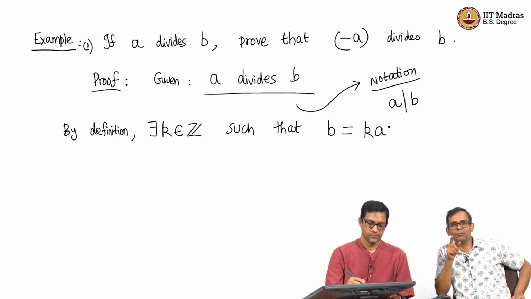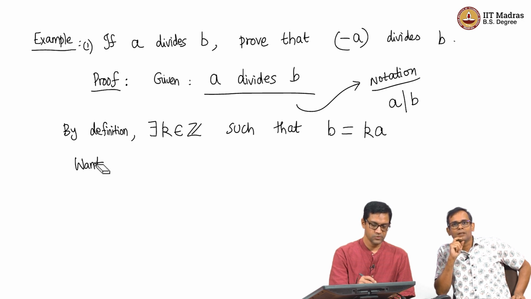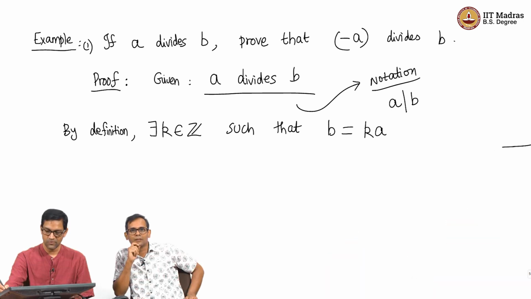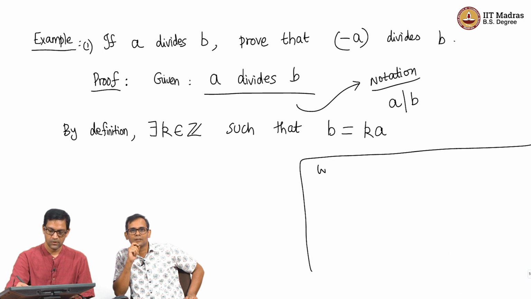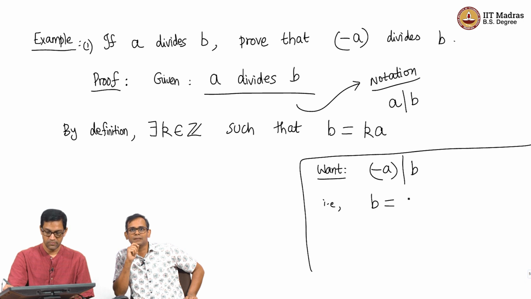Okay, but now let's see what we want. Let's do this, what we want, on the margin for now. So we work backwards from there. What we want is to show that minus a divides b, i.e. b is something times minus a. b can be written as some number L times minus a. That's what I want to show.